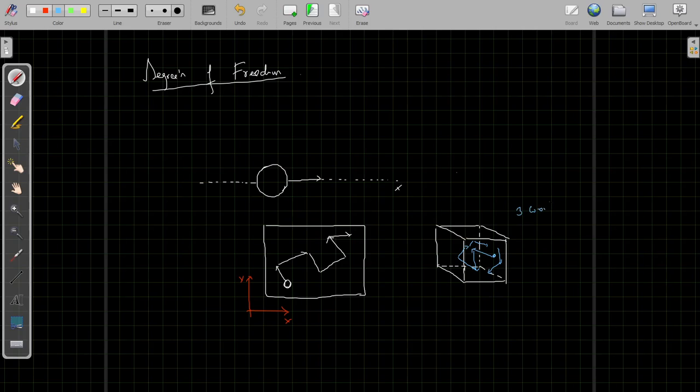3 coordinates are needed to explain its motion, its configuration, or the system. 3 coordinates, namely x, y, z. Whether it's velocity or position, you need 3 coordinates. In the plane case, you only need 2 coordinates to explain it. In the straight-line case, only 1 coordinate x is enough to explain the situation.